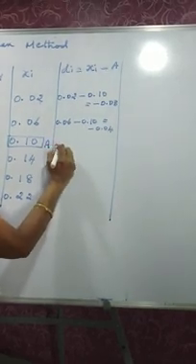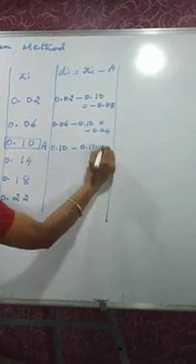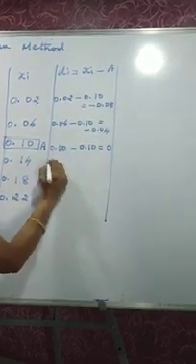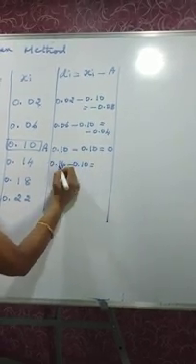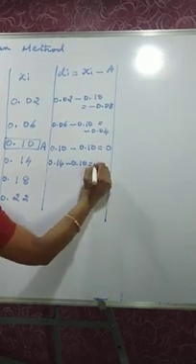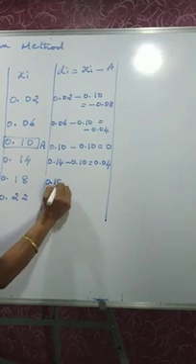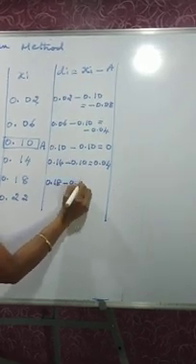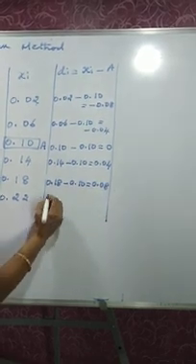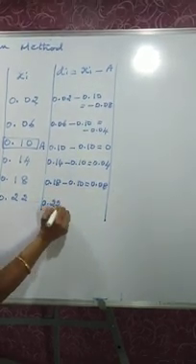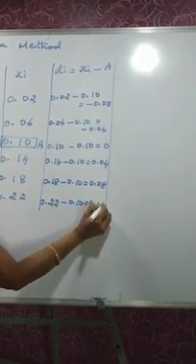And the third entry is 0.10 minus 0.10. The numbers are equal, so it becomes 0. Then 0.14 minus 0.10. The greater number is positive, therefore we get here 0.04. Here 0.18 minus 0.10. The difference is 0.08. And the last entry is 0.22 minus 0.10 becomes 0.12.